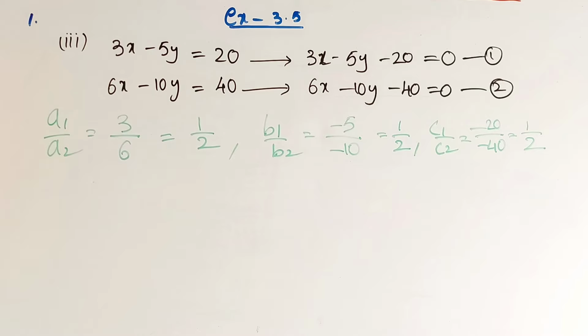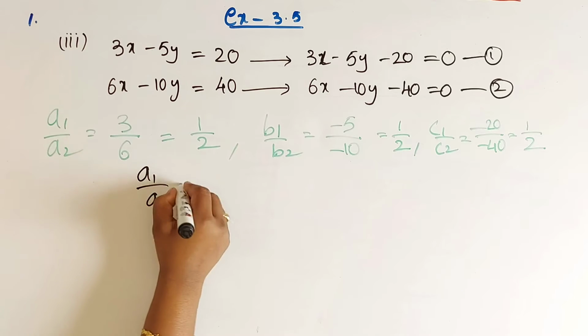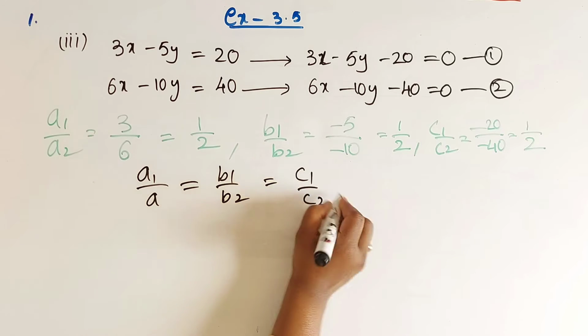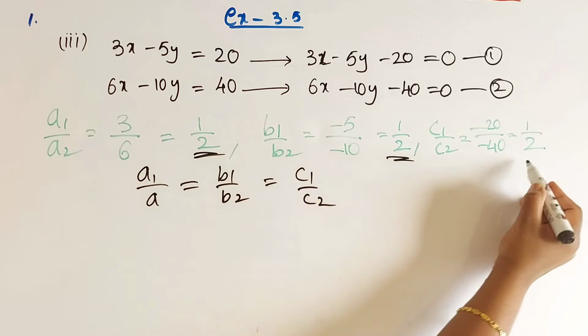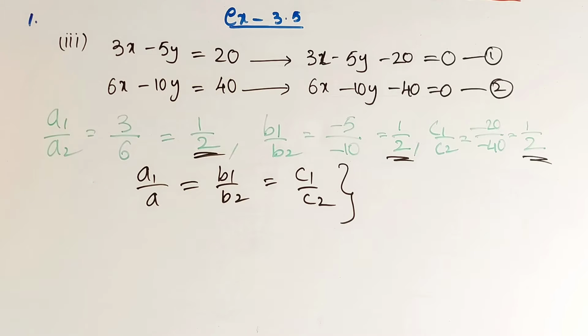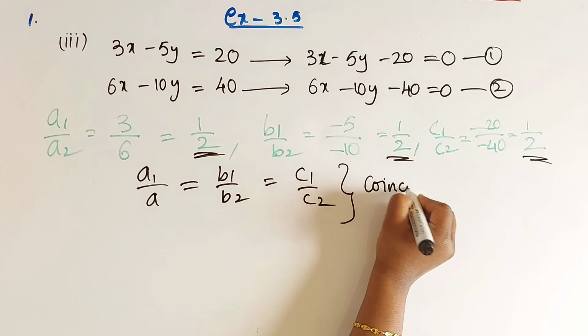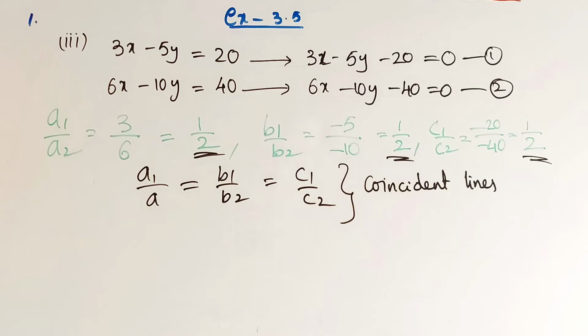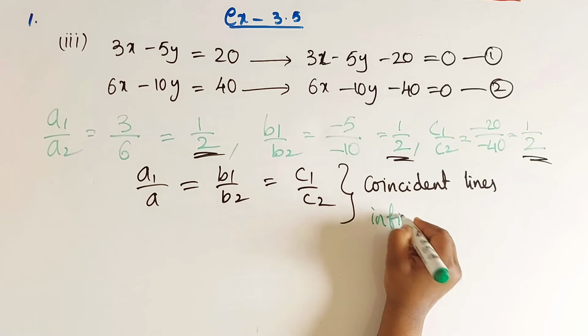If you see the ratios, A1 by A2 is equal to B1 by B2 is equal to C1 by C2: 1 by 2, 1 by 2, and here also 1 by 2. So this pair of linear equations are coincident lines, children. Coincident lines means we have many solutions. Infinite solutions, children.